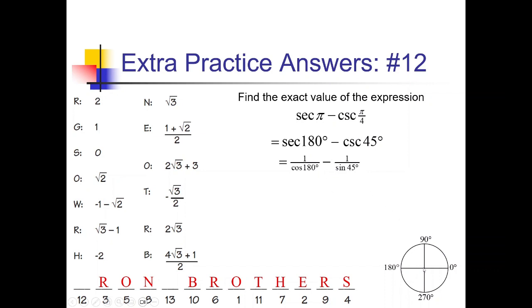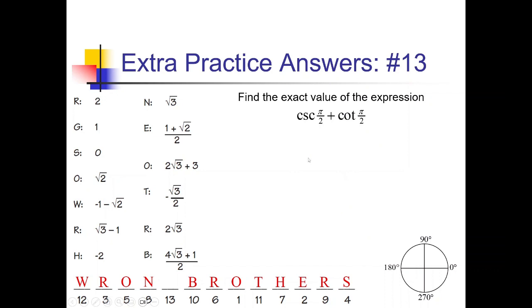Cosine is the x value, so the x value over here at 180 is going to be negative 1. So this is 1 over negative 1. Next up, sine of 45 is root 2 over 2. So this is 1 over root 2 over 2. Now using a same change flip, we really have 1 times 2 over root 2 that we're subtracting there. And now multiplying by root 2 over itself, this is 2 root 2 over 2. And then finally these 2's are going to cancel, leaving me with just a minus root 2 there. We still have that negative 1 out in front as well. So that all comes out to something that matches letter W. So that's going in spot 12.